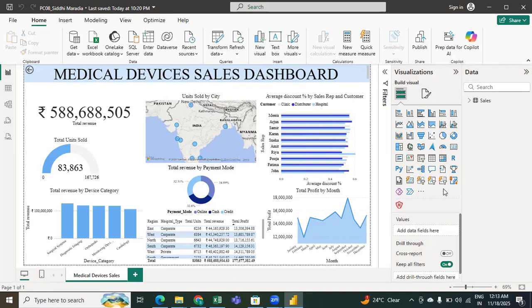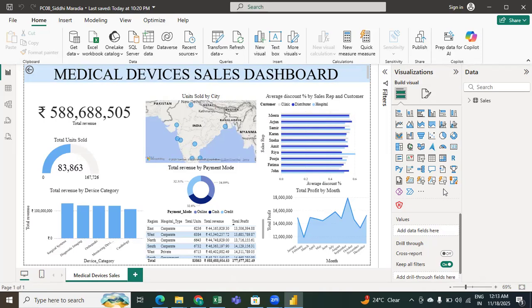At the top left, I have displayed total revenue, which is a card, and we can see that it's 58 crore 86 lakhs. This sets the context for the rest of the dashboard: all the visuals below help us understand how this revenue was distributed and what factors are driving it.